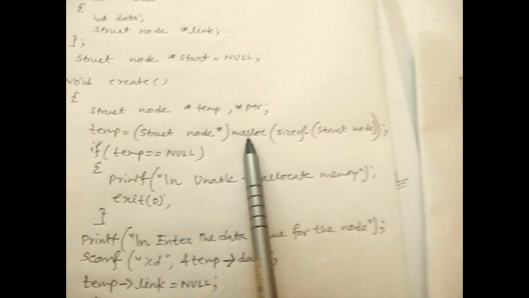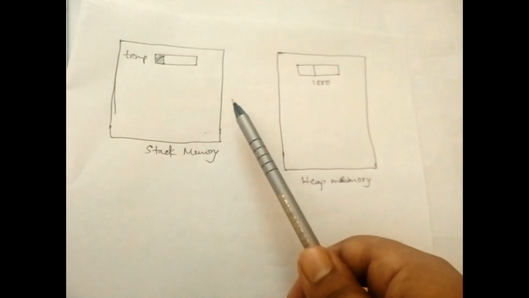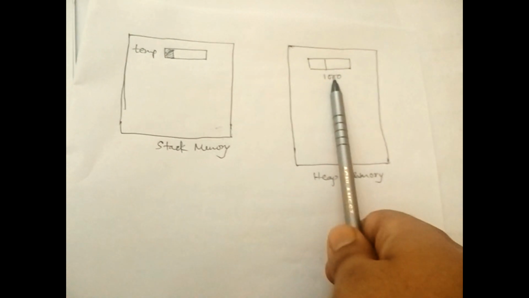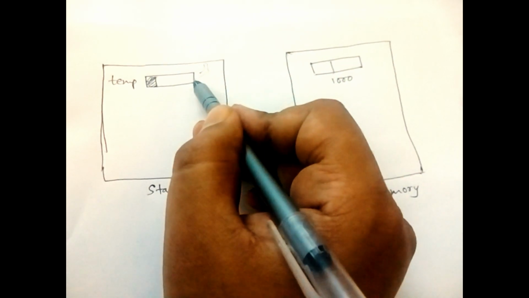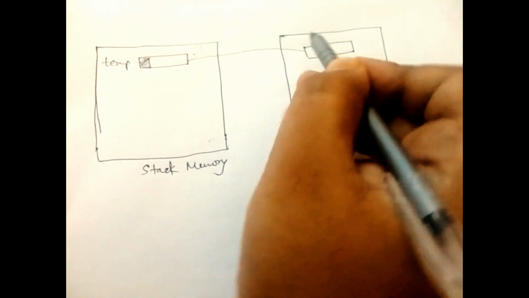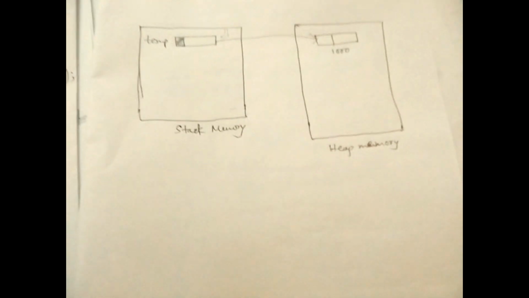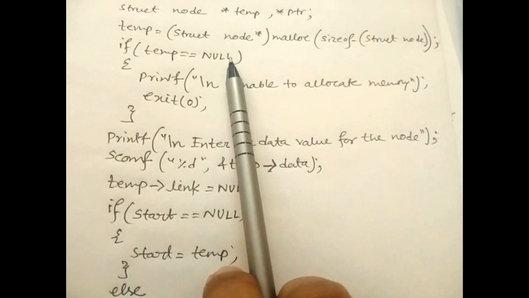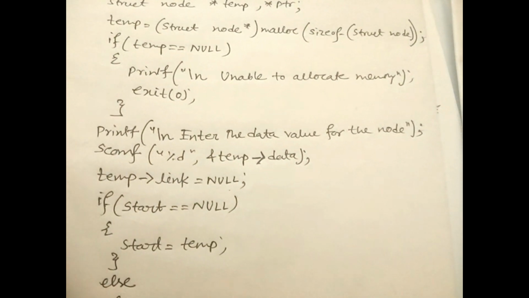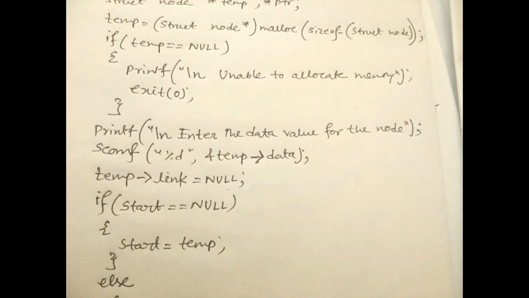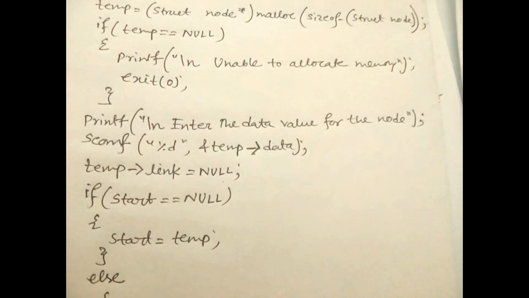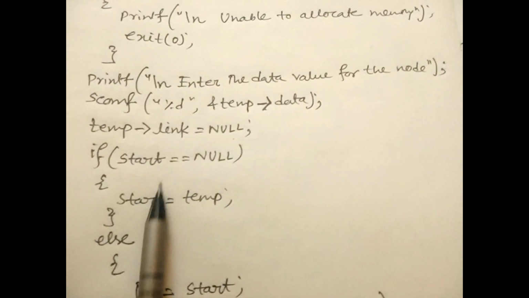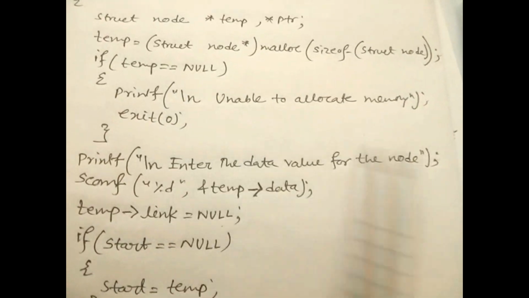Look at that line. Okay, suppose the address for temp is allocated in heap memory. The address is 1000. Now temp points here. Clear? Now we check whether temp is null or not. In fact, we want to verify that the address is really assigned for temp in heap memory. If the address is allocated, because the address is allocated for temp which is 1000, so the value of temp is not null.